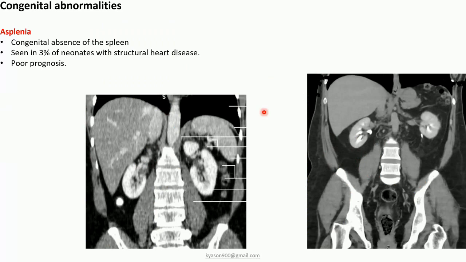There are a few congenital abnormalities related to this development. Number one is what we call asplenia. Asplenia means congenital absence of the spleen. This patient is not going to have a spleen. Normally, you can see in this CT image, there should be a spleen on the left side, just close to the left kidney. But in some cases it is absent. You can see on the right side we have the liver and the right kidney. On the left side we have the left kidney, but the spleen is missing.